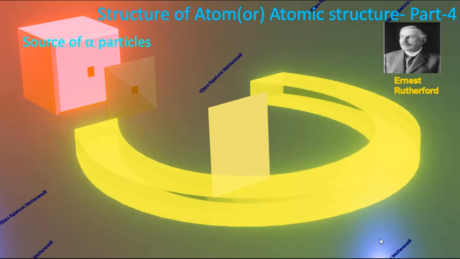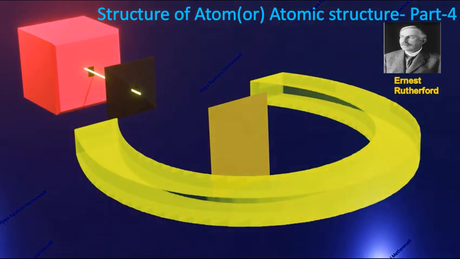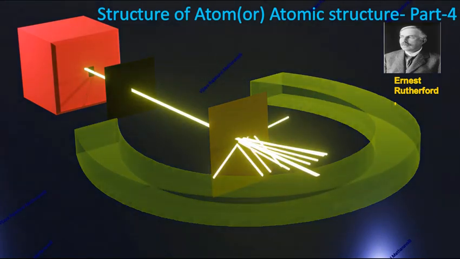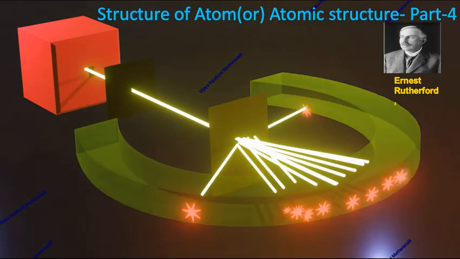Now you can see the experiment setup. This is the source of alpha particles. Alpha particles are nothing but doubly positively charged particles, that is helium 2+. To see the deflection of alpha particles by thin gold foil, he chose the luminescence screen. In this experiment, Rutherford observed a few spots on the luminescence screen.